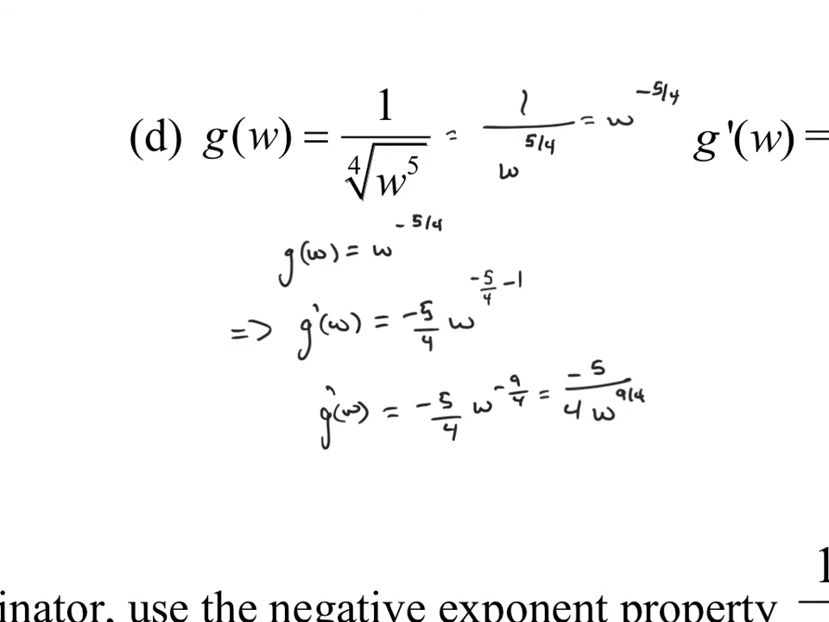One last thing. If we started in radical form, we need to end in radical form. So what is 9/4 as a radical? Remember, the numerator gives you the exponent. The denominator gives you the radical. So this would be negative 5 over 4 times the 4th root of w to the 9th. There it is. Negative 5 over 4 times the 4th root of w to the 9th. It's a mouthful. It's just algebra.